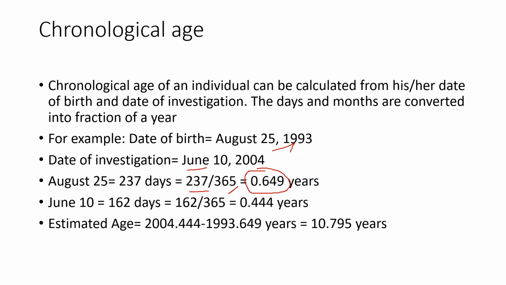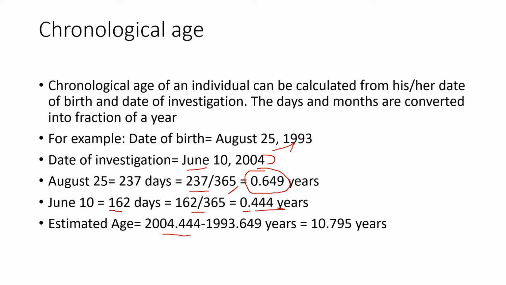0.649. All right, so June 10th, 162 days divided by 365 days is giving us this number. And guess what we did with these numbers? Estimated age equals 2004.444 minus this. This is June. The date of calculation is actually June 10th, 2004. So this .444 is coming from this 162 days.